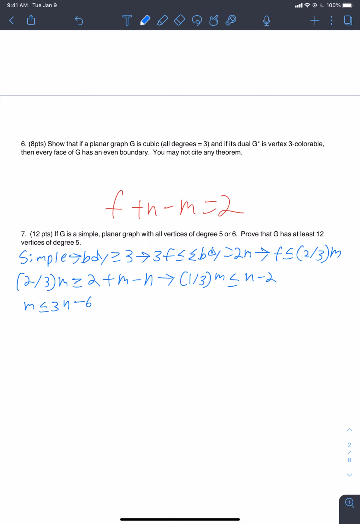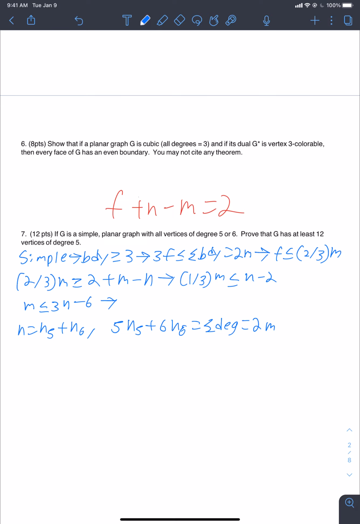And now here is where the fun begins. So we know that the vertices are all degree 5 or 6. So we know that n equals n5 plus n6, and also that 5n5 plus 6n6 is equal to the sum of the degrees, right? Because all of the vertices of n5 have 5, and same with 6, obviously. So we know exactly what the sum of the degrees is equal to, which is exactly 2m.